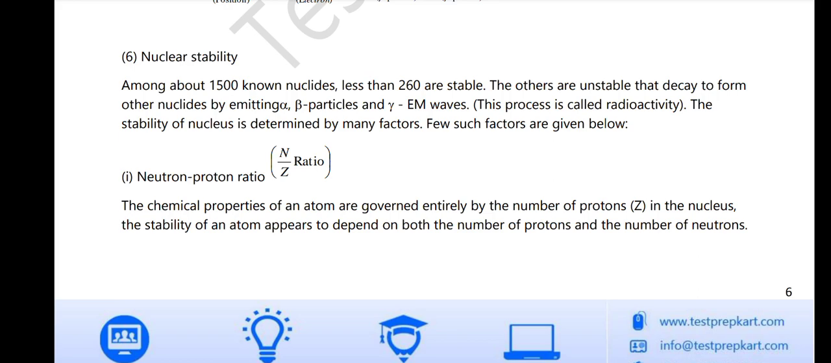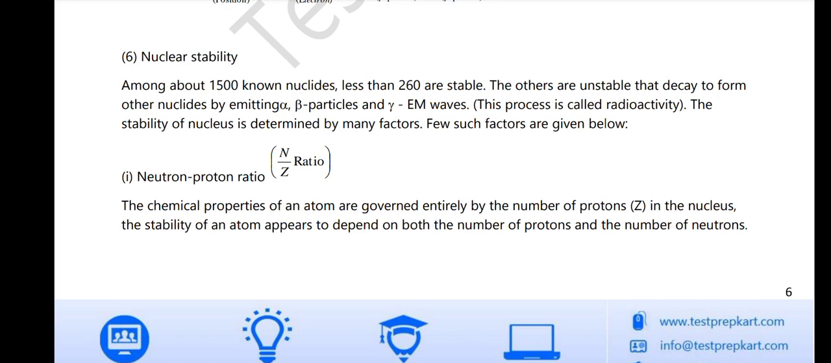They will try to form other nuclides by emitting beta particles or by electromagnetic wave processes. The unstable nuclide decays and forms other nuclides by emitting particles or electromagnetic waves. This produces radioactivity, which means energy is released. Thus the stability of the nuclei is determined.